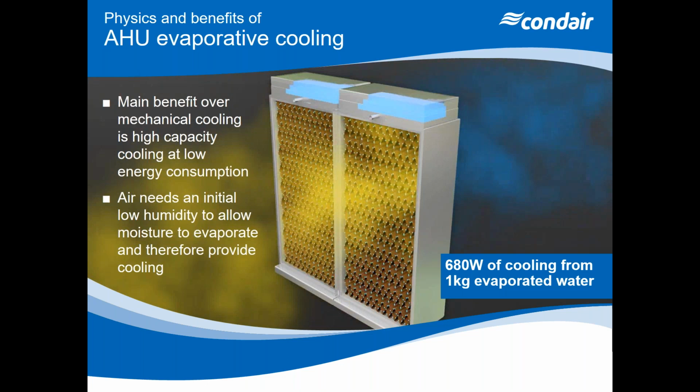And to give you an idea of the amount of cooling that's available, you can get up to 680 watts of cooling, or these 680 watts of cooling is required to change the state of 1 kilogram of water. So you can work it out for yourself. If you evaporate 100 litres of water into an airflow, you get the subsequent amount of cooling. Now, there's no such thing as a free lunch. Of course, air needs an initial low humidity to allow moisture to evaporate and therefore provide cooling. Because we know that air can only hold so much water. So if the air is already saturated, then our cooling potential is reduced.